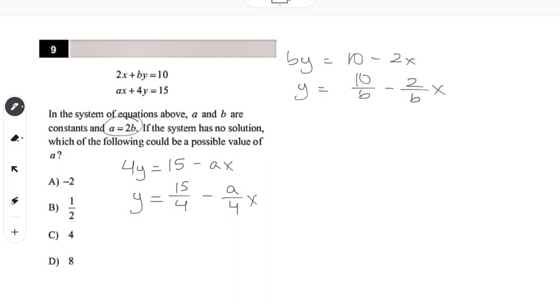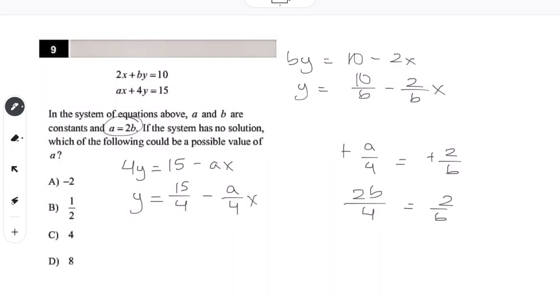Now we know that regardless of this base value, they can be different all we want, but we also know that these must be the same. So we know that therefore a over 4 is equal to negative 2 over b. We also can plug this value in now, so we know that a is equal to 2b, so that means that we can plug in 2b over 4. We can also cancel out those two negatives. 2b over 4 is equal to 2 over b.